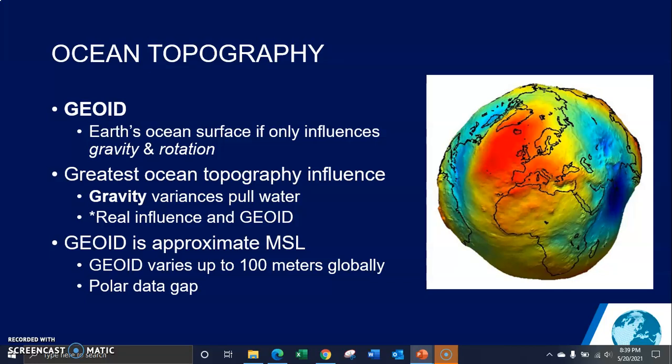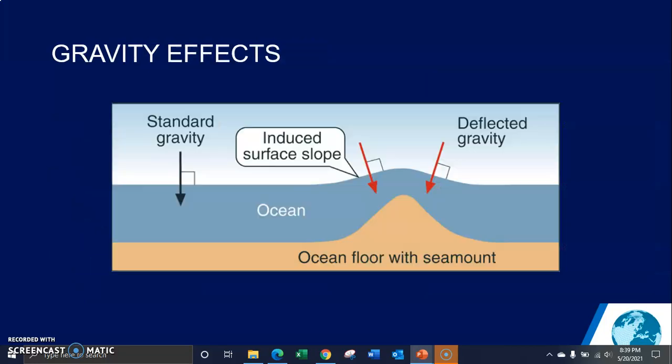So the geoid is an approximate mean sea level, and it's used to establish a geodetic datum. The geoid can actually vary up to 100 meters globally. If we take a look at this diagram on the right-hand side, we can see what the Earth really looks like. It's not a perfect sphere, it's not a perfect ellipsoid, it's lumpy, and it's varying quite a bit. Now this picture is exaggerated 1,000 times, but it gives you an idea of how important gravity is in shaping the Earth that we have.